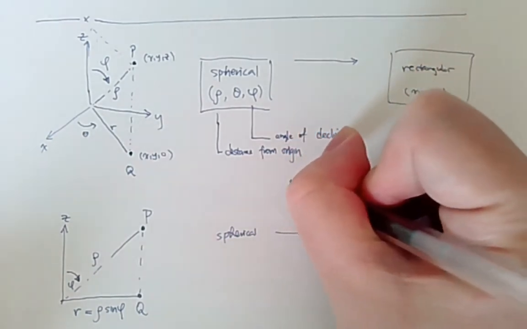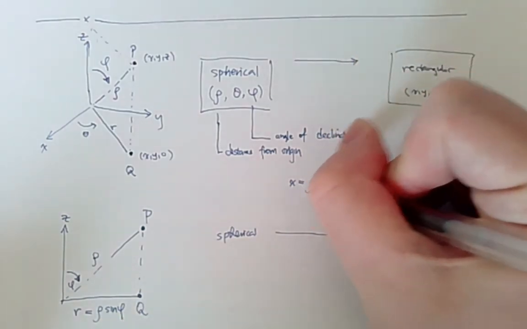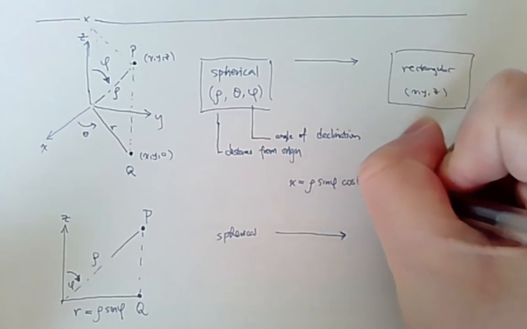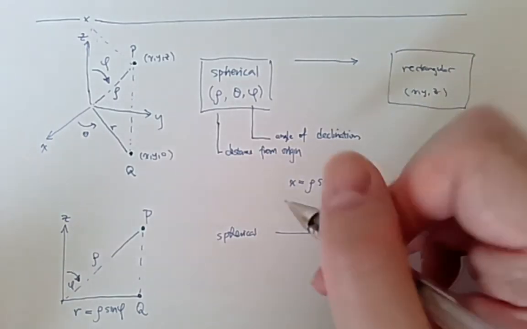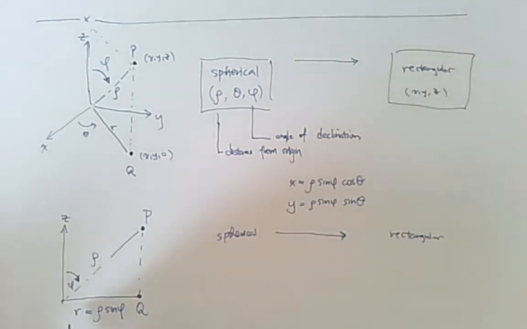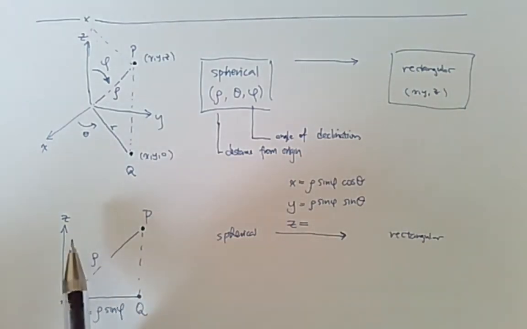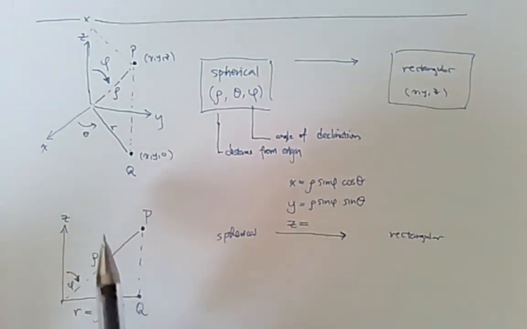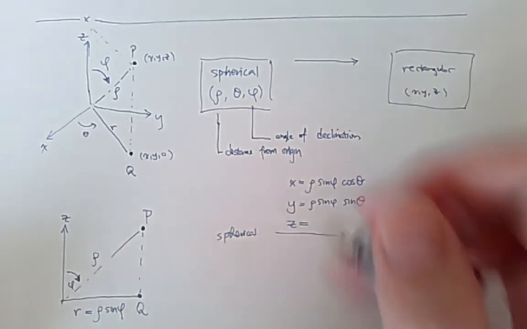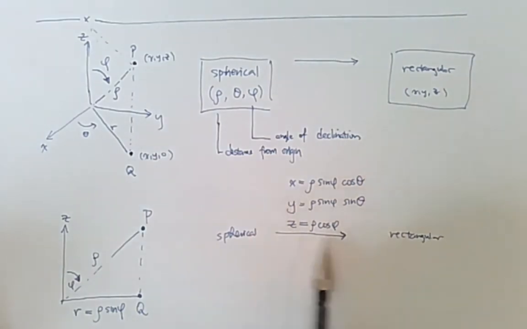So x is r cosine theta, but r is rho sine phi. So we have rho sine phi cosine theta. And then y will be rho sine phi sine theta. Now we go from r to r cosine theta and r sine theta. And what about z? Z is rho times cosine of phi. Oh, that's the conversion from spherical to rectangular.